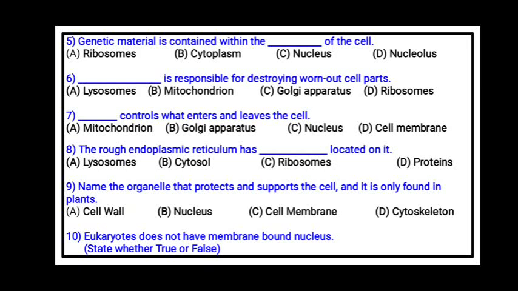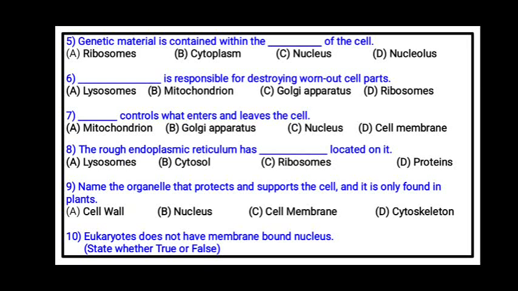Fifth one, genetic material is contained within the dash of the cell. Now where is the genetic material contained? In which part of the cell? Is it ribosomes, cytoplasm, nucleus or nucleolus? Sixth one, dash is responsible for destroying worn out cell parts. That means the part of the cell that is damaged. Which cell organelle does the work of destroying it? Lysosome, mitochondria, Golgi apparatus, or ribosomes.